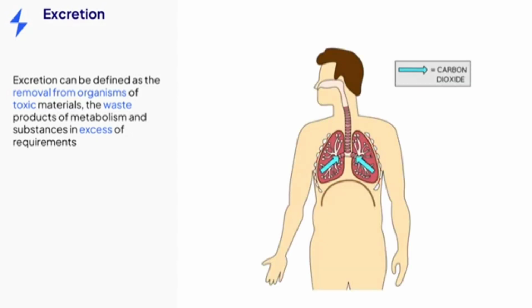Next we have excretion. This is the various processes that lead to the removal of toxic materials, waste products from metabolism, and substances that are in excess from the organism. In this example, carbon dioxide is a waste gas and would be excreted from the organism. Other substances excreted include urea and water in urine. Excretion should not be confused with egestion, which is the passing out of undigested food as feces through the anus.